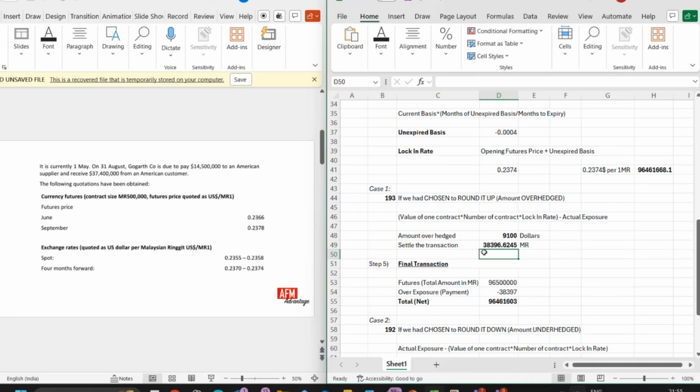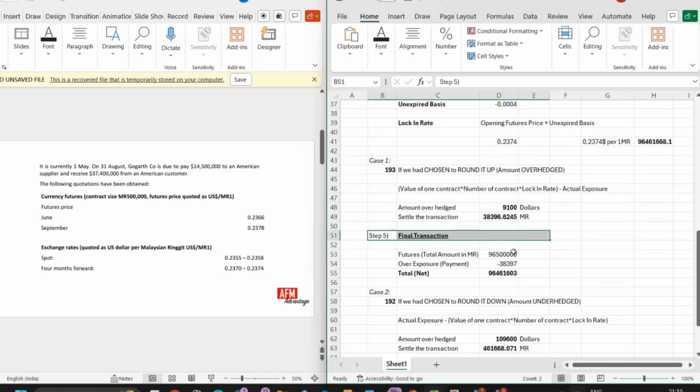The transaction which is going to be settled. And now we can simply move on to the final transaction. For this, I've simply taken the amount we have hedged, which is 500,000 Malaysian ringgit into 193, which will give us the futures, right? And then I've simply taken the overexposure. Okay. The overexposure was given to us in Malaysian ringgit. You simply take it away because it's a payment, right? We have overhedged. So this will give us a total net of 96 million Malaysian ringgit, right?